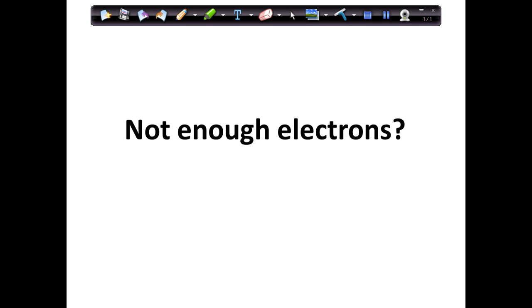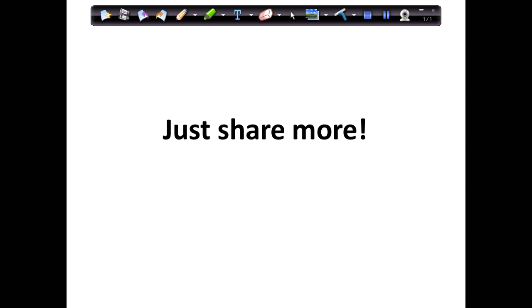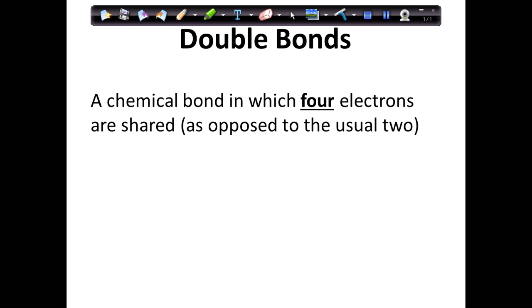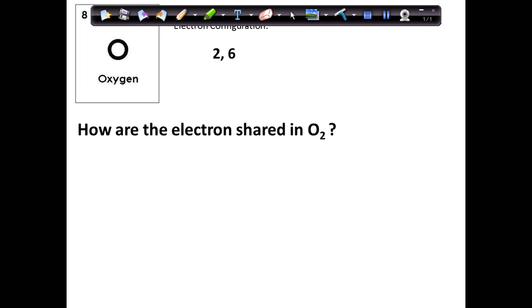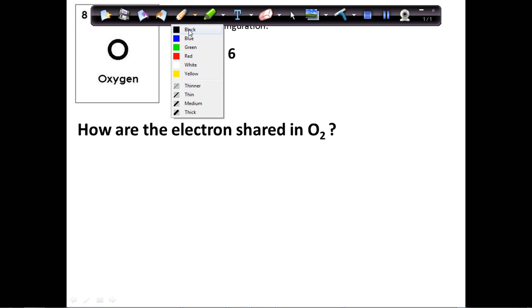That means sharing electrons. So if you still don't have enough electrons by sharing, what's the solution? Just share even more. So by sharing even more, usually these nonmetals can somehow gain a full outer shell. So if we have a look at this, a double bond is a chemical bond in which 4 electrons are shared as opposed to the usual 2. Let's look at an example.